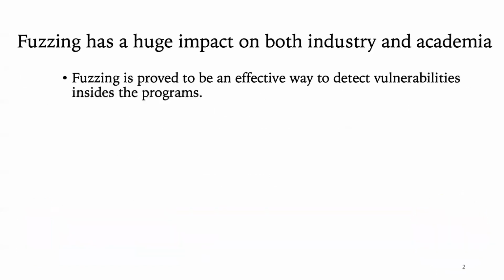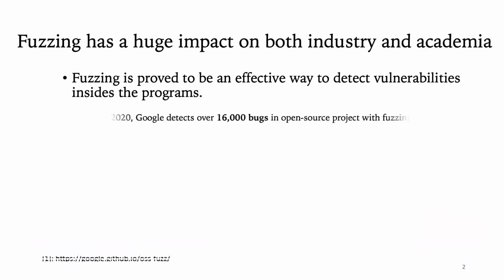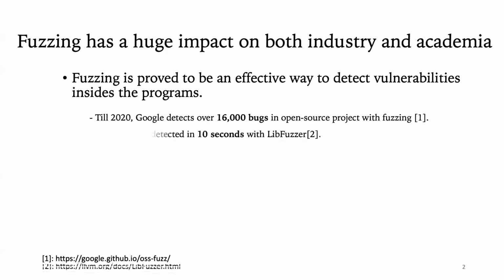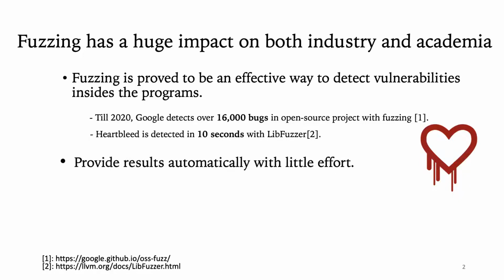Let's start. Fuzzing is nowadays one of the most effective ways to detect vulnerabilities. For example, Google detects over 16,000 bugs with fuzzing in open source projects. Heartbleed, one of the most impactful vulnerabilities in 2014, can now be detected in 10 seconds with modern fuzzers. The benefits of automatically detecting vulnerabilities without much manual effort make fuzzing applicable for various scenarios.